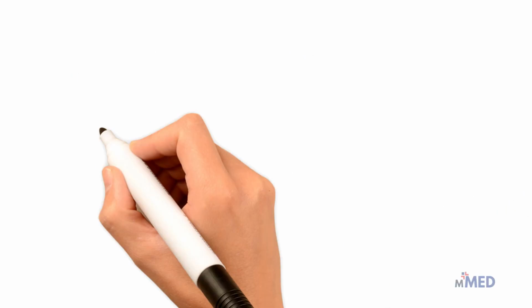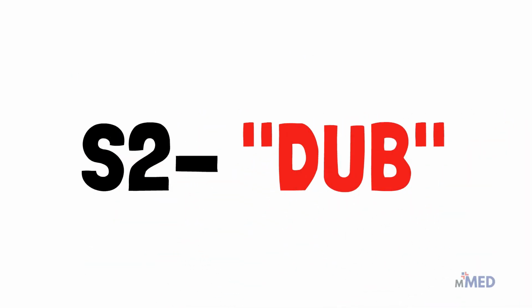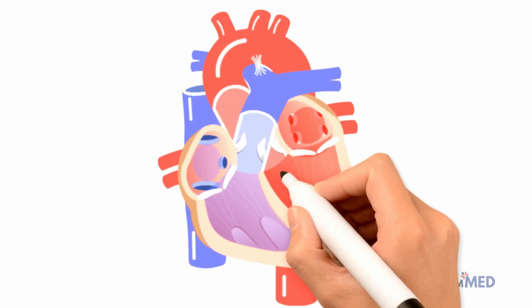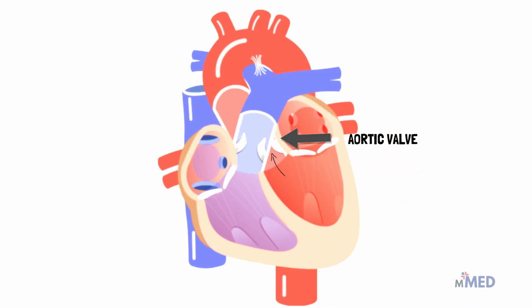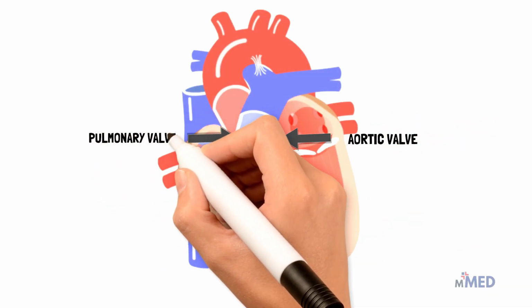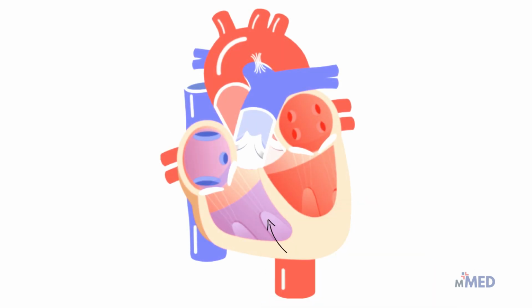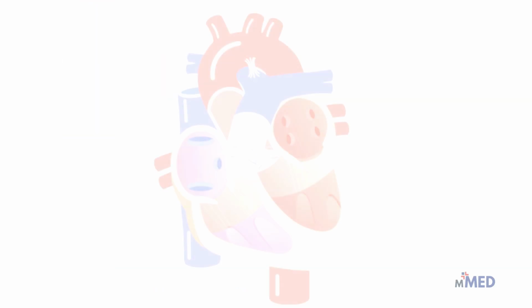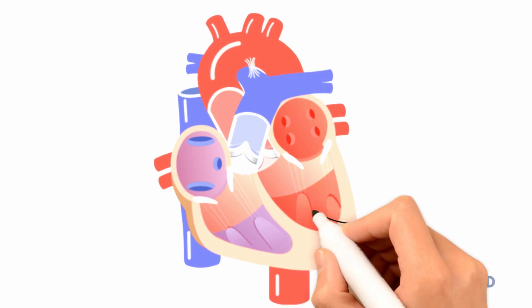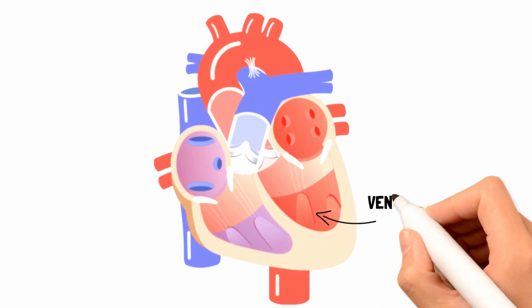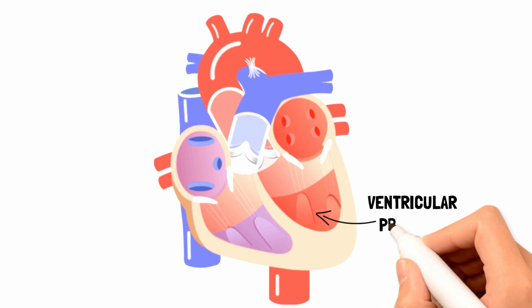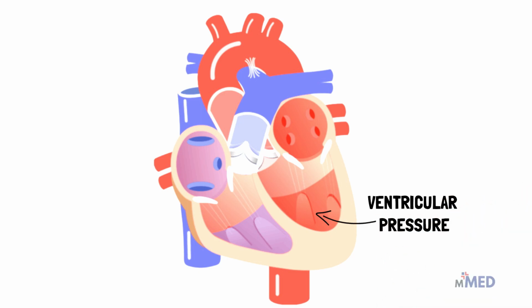Now, moving on to S2, or the dub sound. When the ventricles contract during systole, they open the aortic and pulmonary valves, also called the semilunar valves. The contracting ventricles expel the blood through the semilunar valves by the pressure generated from contraction. After the ventricles contract, they relax during diastole. Ventricular pressure becomes lower compared with the pressure in the pulmonary trunk and the aorta.